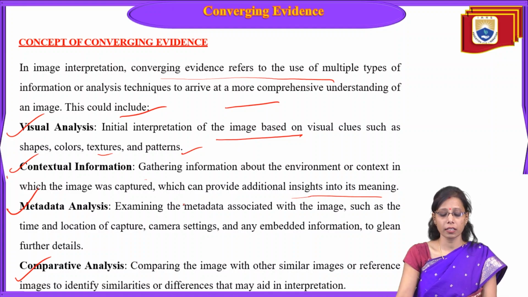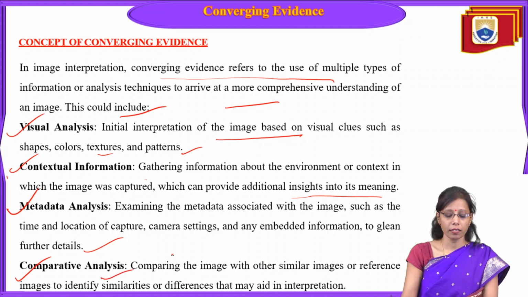Then metadata analysis, examining the metadata associated with the image, such as the time and location of capture, camera settings and any embedded information to glean further details. That is called metadata. Metadata is data about data. So we are trying to find out which kind of data it is, and about that data, that is called metadata analysis, right? In metadata we come to know the camera settings, the location we captured, which type of image we captured. All that data we get in the metadata.